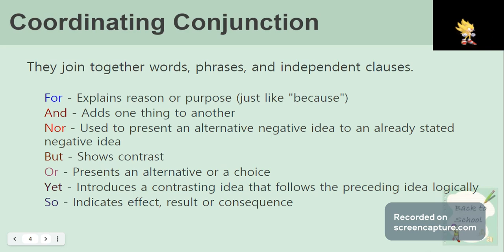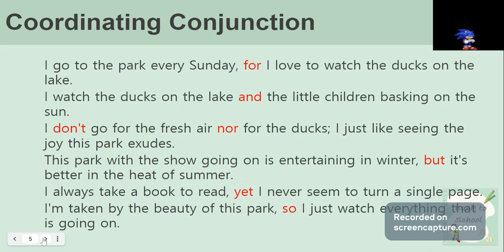But shows contrast or presents an alternative or a choice. Yet introduces a contrasting idea that follows the preceding idea logically. So indicates effect, result, or consequence. So if you are talking about coordinating conjunctions, just remember FANBOYS: for, and, nor, but, or, so, yet. Okay. So, in usage, coordinating conjunctions are used like these ones.